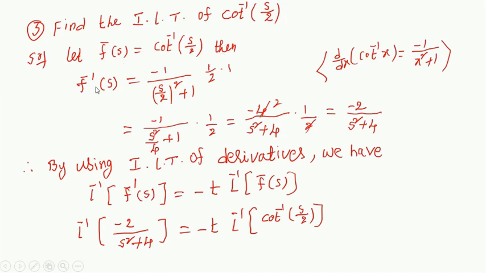Then f dash of s is equal to, what is the derivative of cot inverse x? The derivative of cot inverse x is minus 1 by x square plus 1. By using this formula I can differentiate cot inverse of s by 2. What is there in the place of x here? In the place of x, s by 2 is there. So by using this formula, minus 1 by s by 2 whole square plus 1. But it is not only s, again we have to differentiate the inside value with respect to s. Inside value is s by 2. With respect to s, 1 by 2 is a constant, and the derivative of s with respect to s is 1.